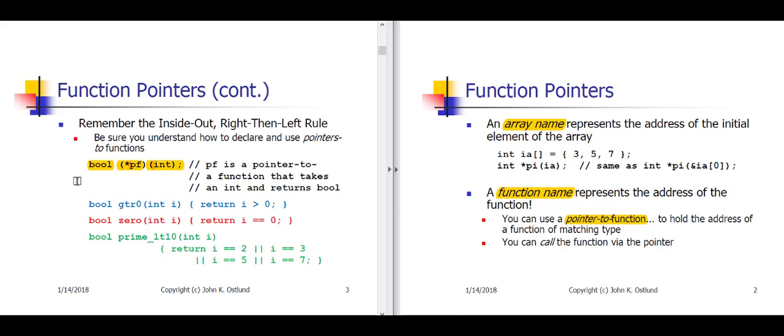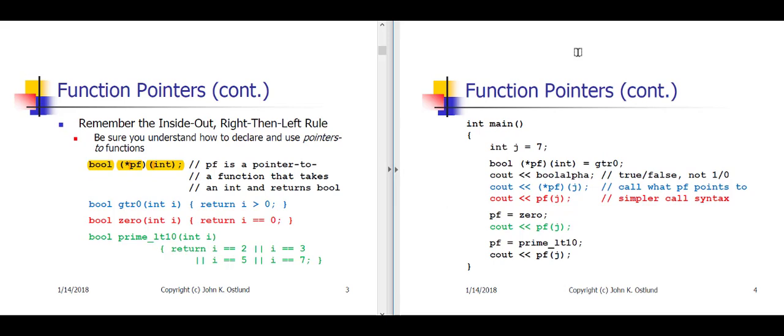We can use that pointer to point to any one of these 3 functions that we've defined. Here on slide 4, we have an example program making use of a pointer to function variable named PF. This PF is a local variable within the main function. PF is a pointer to a function that takes an int and returns bool, it's being initialized with greater 0. So PF is currently pointing at the function greater 0.